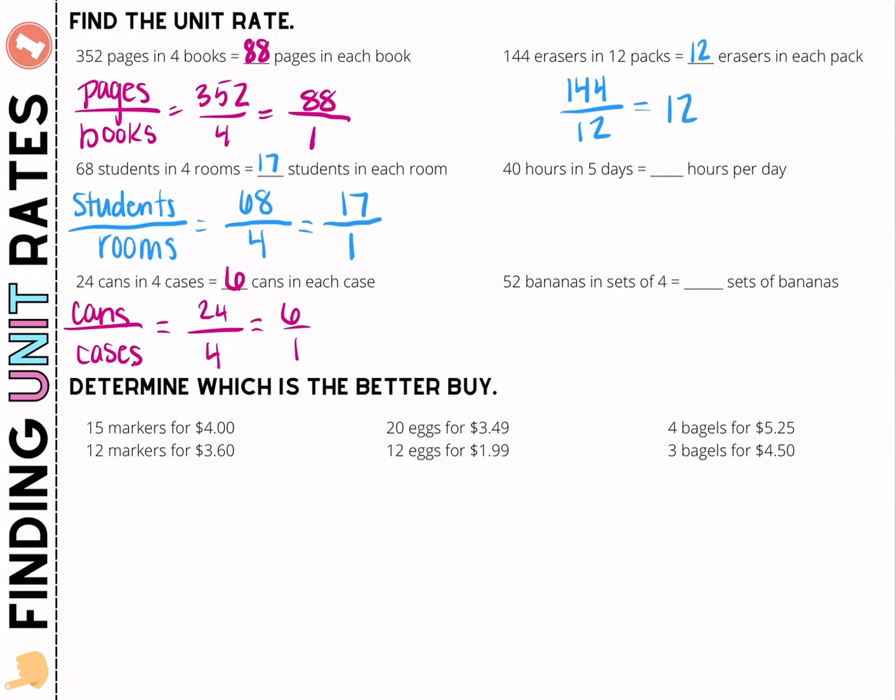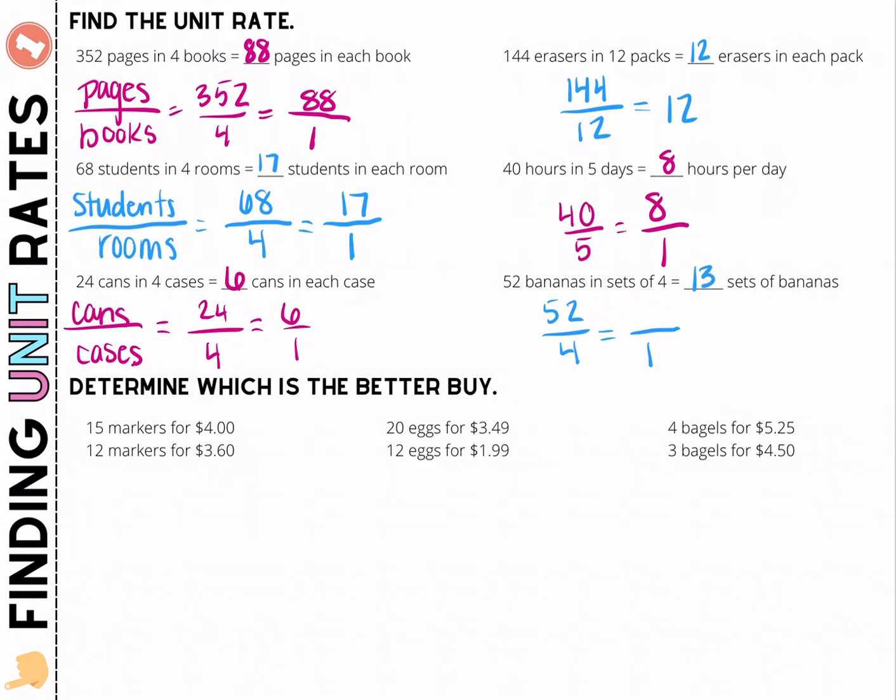So there's 12 erasers in each pack, or 40 hours in 5 days. So for example, this could be, okay, I worked 40 hours this week, I worked 5 days, how many hours did I work per day? So 40 divided by 5, and you worked 8 hours in a day. Or if you have 52 bananas in sets of 4, and you want to know how many bananas are in each set, then 52 divided by 4 is 13 bananas in each set.